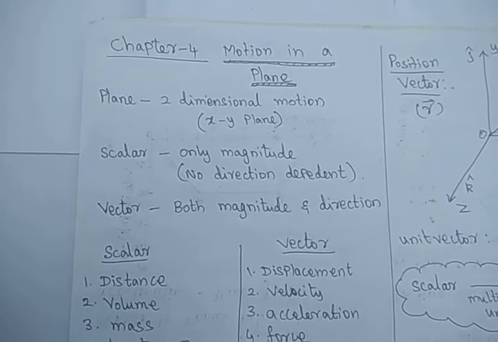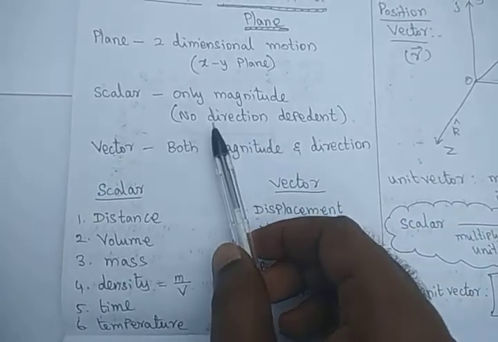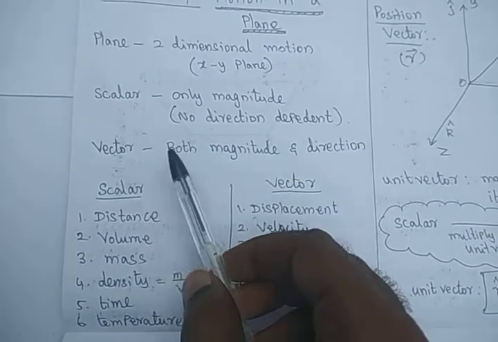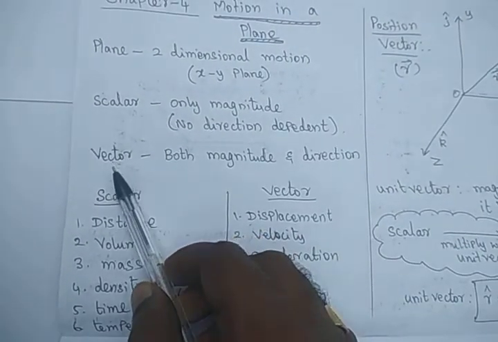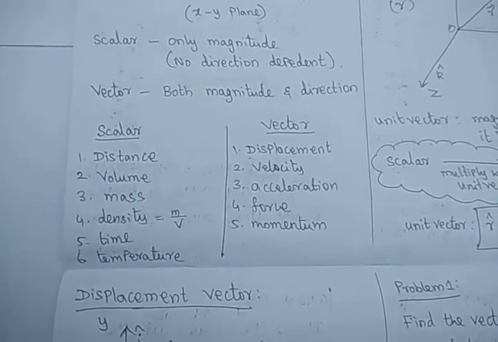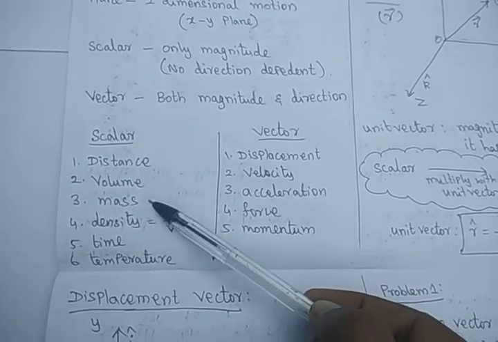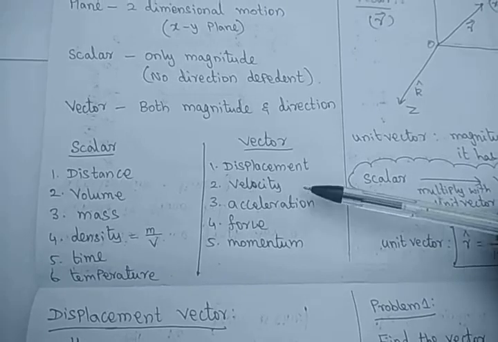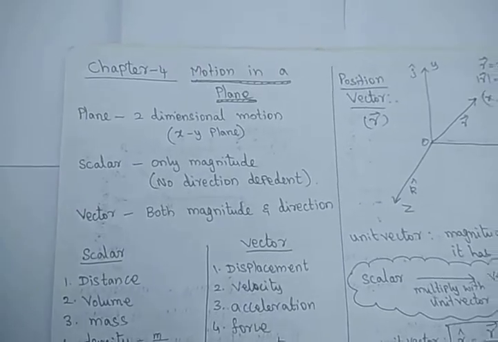So, the xy plane. What is a scalar and a vector? A scalar has only magnitude. That physical quantity does not depend upon direction. A vector quantity has both magnitude and direction. So a direction-dependent physical quantity is called a vector, and a direction-independent physical quantity is called a scalar quantity. Some examples of scalar quantities are distance, volume, mass, density, time, temperature. Vectors, as we already know, are displacement, velocity, acceleration, force, momentum, and so on.